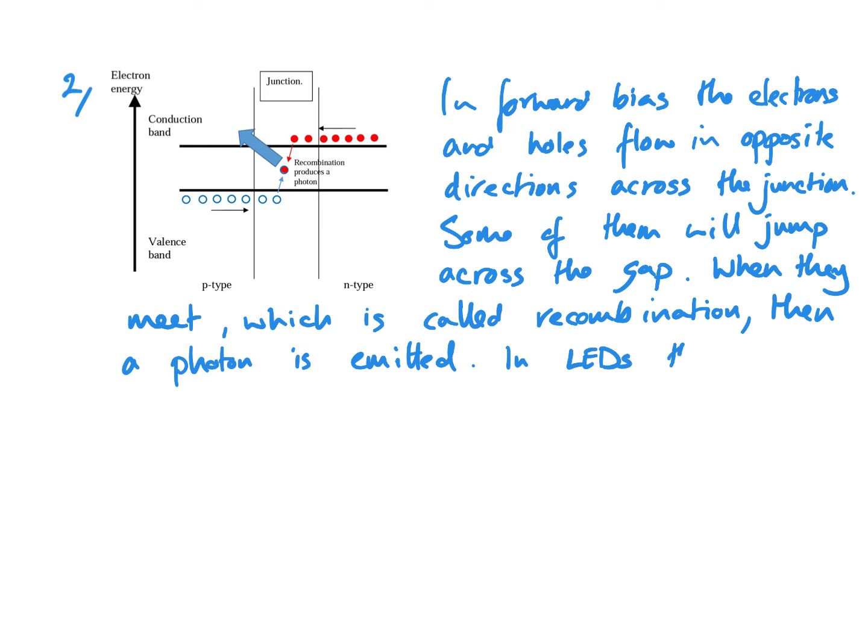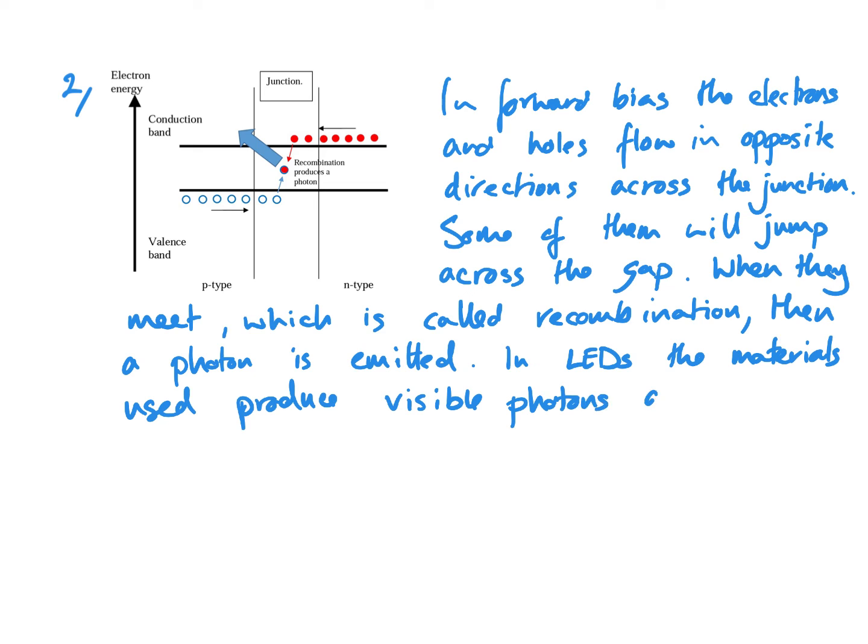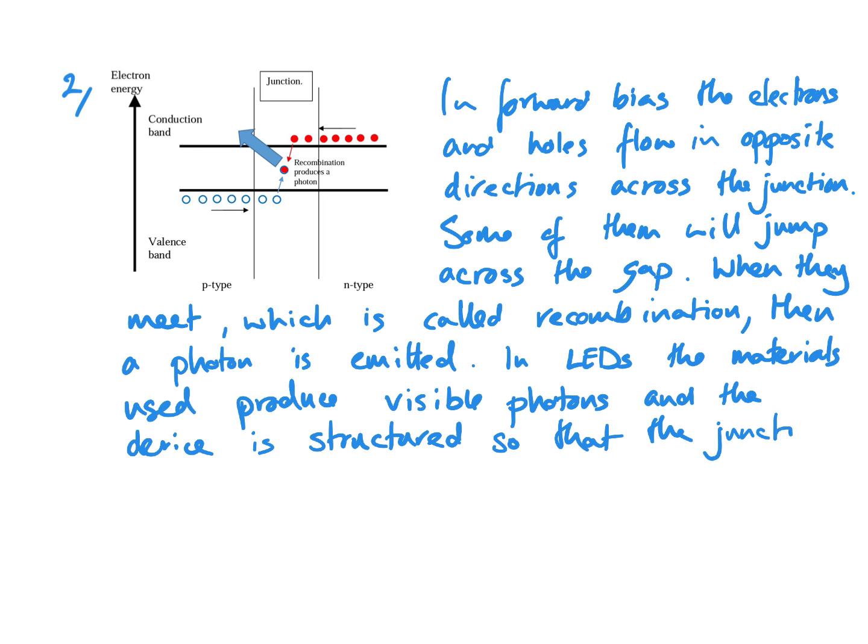So in LEDs, the semiconductor materials used produce visible photons. And the device is structured so that the junction is near the surface and the photons can escape.